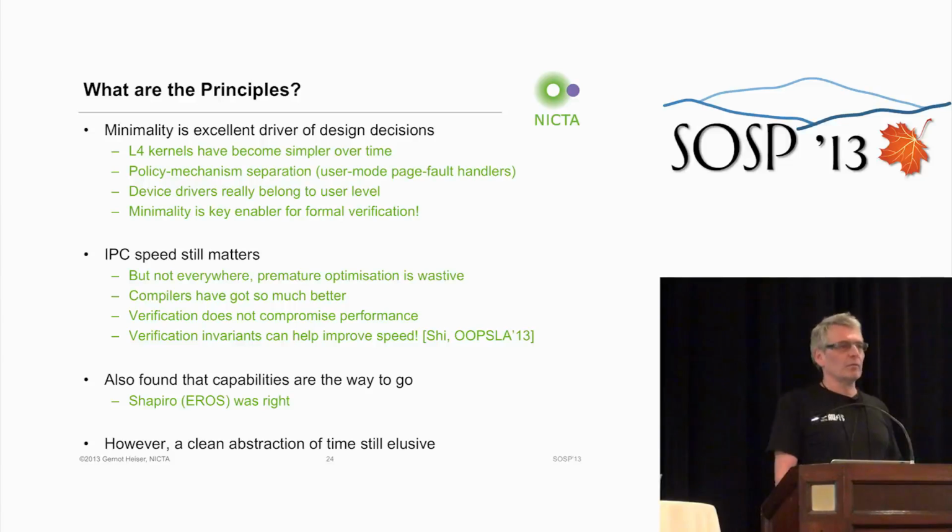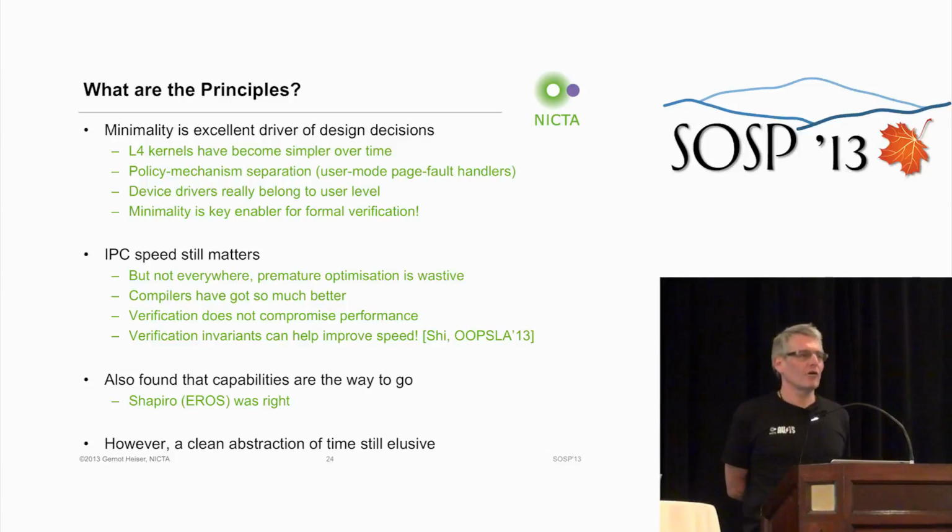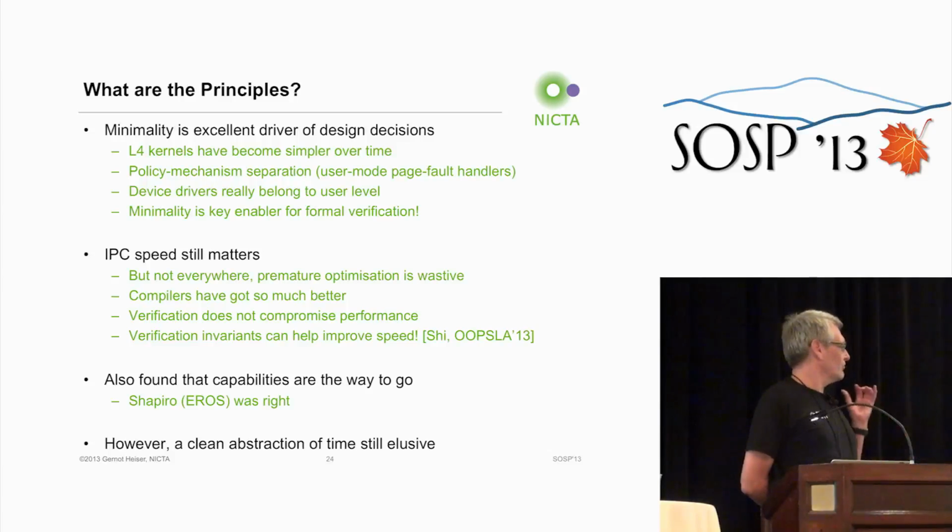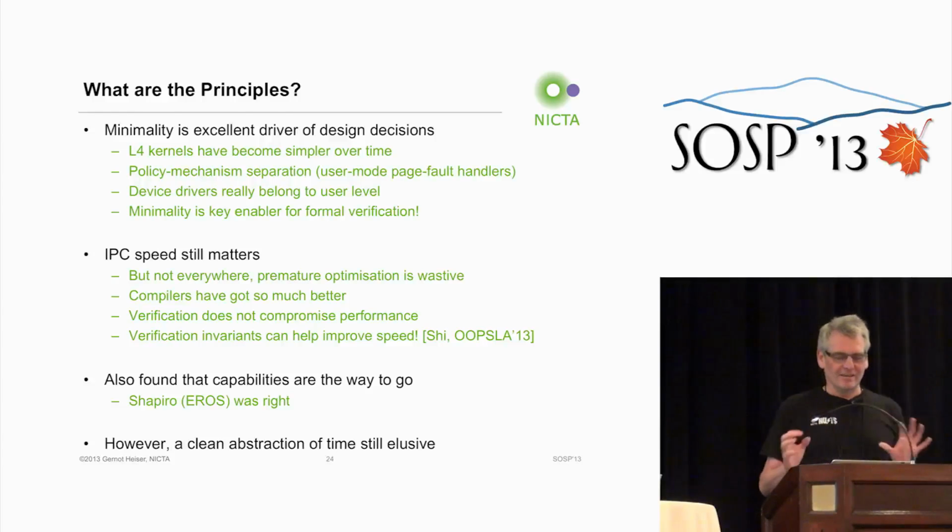We definitely found capabilities are the way to go. This was not in the original design, but John Shapiro was definitely right about that. And we also found that we're still struggling to find a clean abstraction for time as a resource. This is probably the last interesting problem at the kernel level the community is working on.